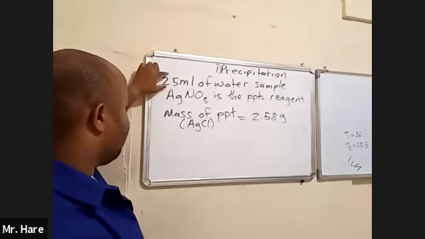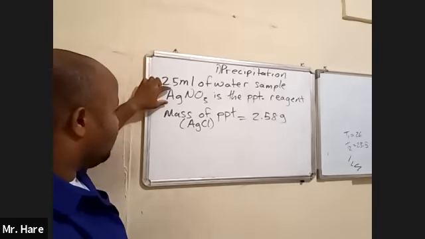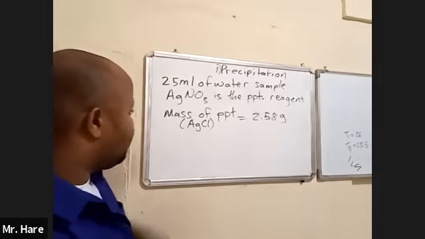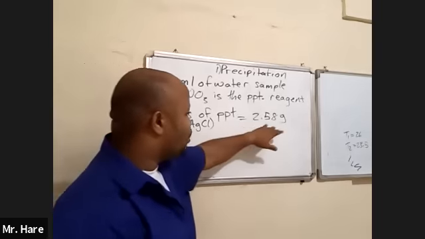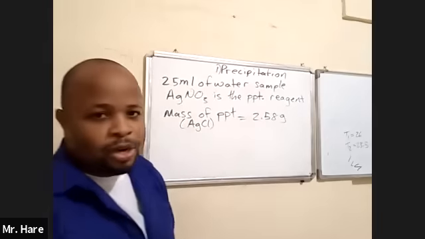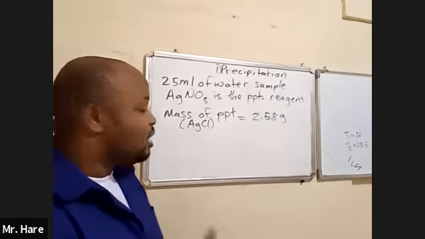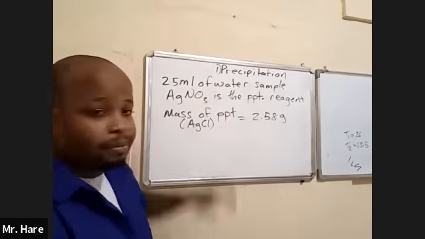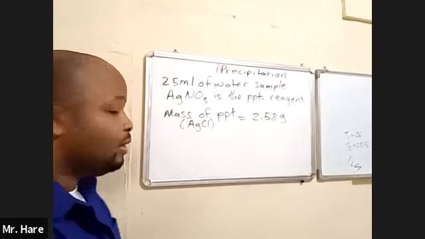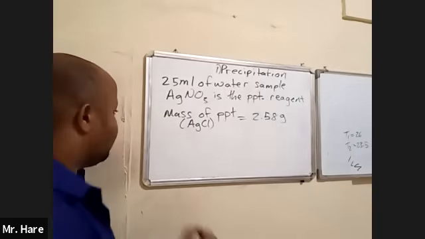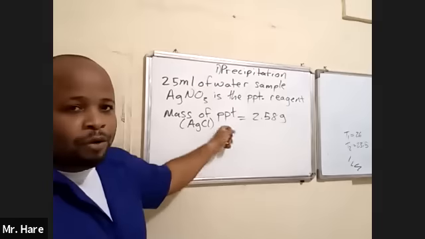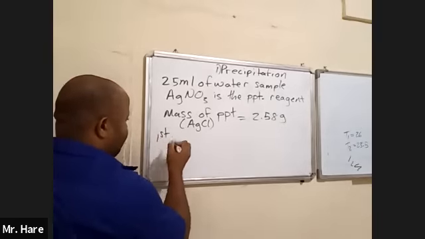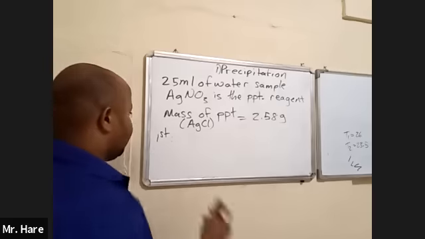So you have the water sample, you add this precipitating reagent, silver nitrate, in excess, and you get your precipitate of silver chloride with 2.58 grams. And we are supposed to calculate the concentration of chloride ions present in the sample. When you're doing the calculation, the first step is to calculate the moles of our precipitate.